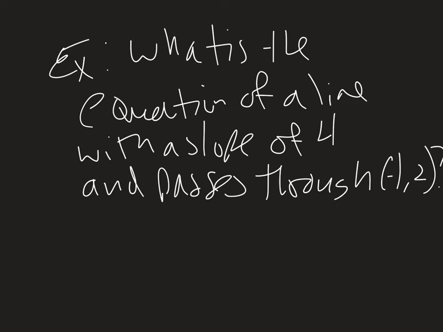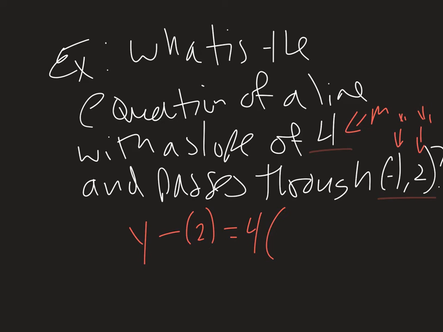If we want to know the equation of a line with a slope of 4 that passes through the point negative 1, 2, actually, we don't have to do any math here. We've got everything that we need. We have the slope of 4, that's m, and the negative 1 is x1, and the 2 is y1. So I can say y minus y1, which is 2 in this case, equals 4 times x minus x1, which in this case is a negative 1.